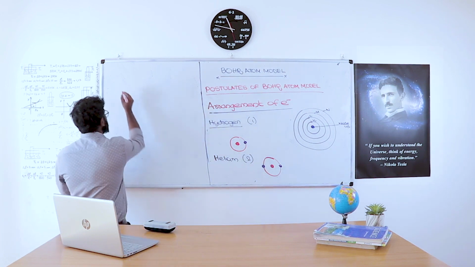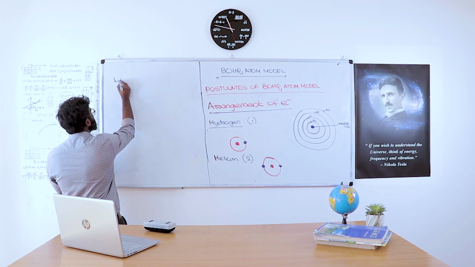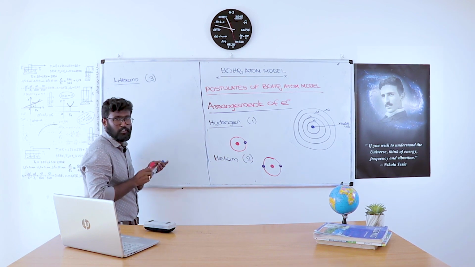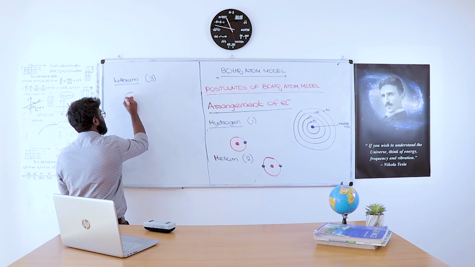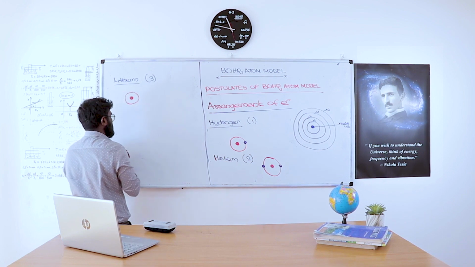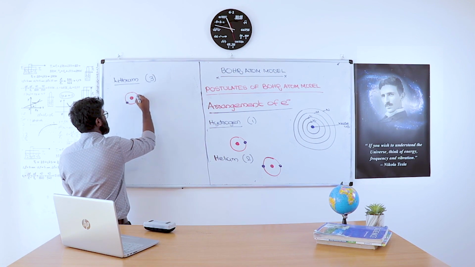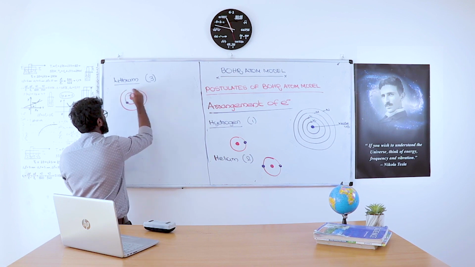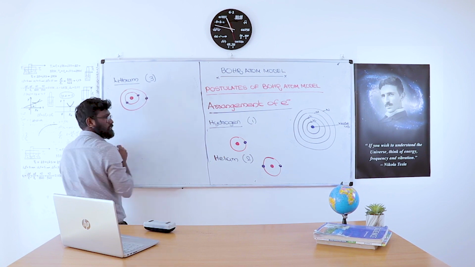What about lithium? For lithium, the number of electrons is 3. If we draw the first shell, it can accommodate a maximum of 2 electrons. So the third electron is given to the next shell. So 3 electrons can be accommodated.